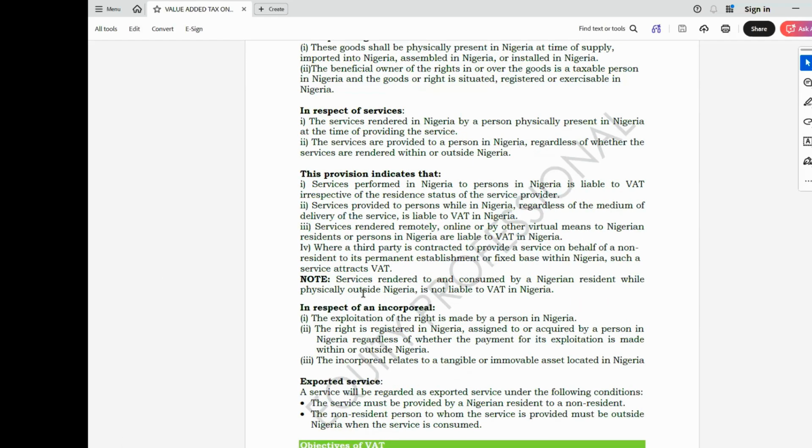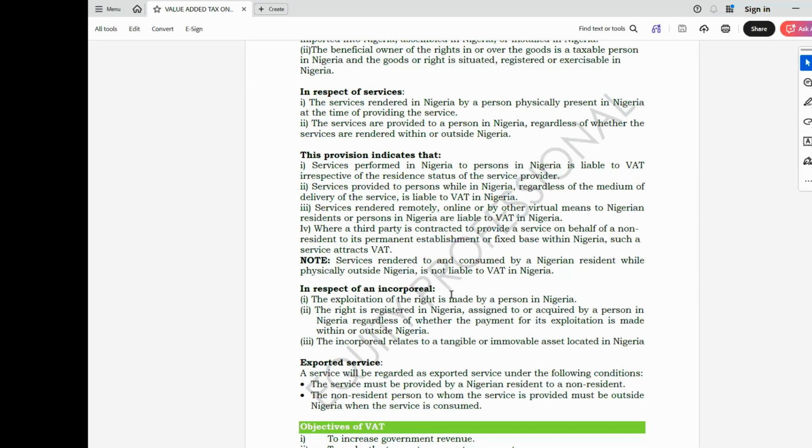Then also, in respect of incorporeal or intangible assets, the exploitation of the right is made by a person in Nigeria. So the person who is the owner of the right is in Nigeria, the right is available here in Nigeria, registered in Nigeria, assigned or acquired by a person in Nigeria, regardless of whether the payment or the exploitation is made outside or within. Once the right is carried out here in Nigeria, is available in Nigeria, irrespective of where the payment is being made, it will be liable to VAT.